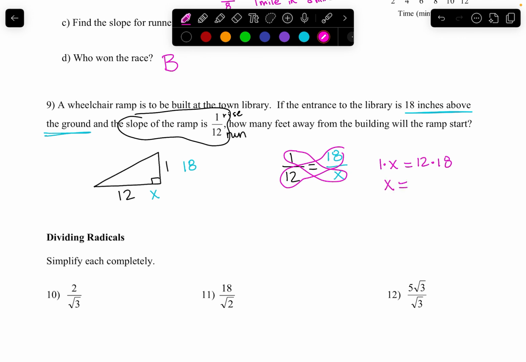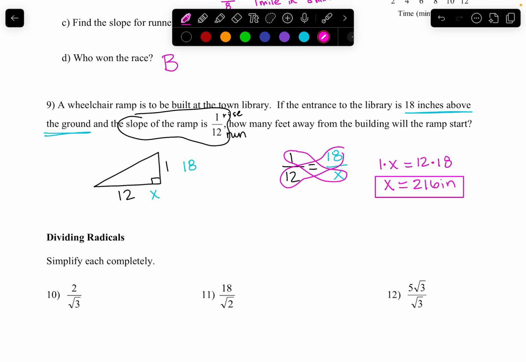So we have x is going to equal 12 times 18, which would be 216 inches. So the ramp will start 216 inches away from the building. In order for us to keep a slope of 1 over 12, remember, for every 1 unit you rise, you run 12 units. Because we are rising 18 inches, we have to multiply that by 12 to figure out our horizontal run.